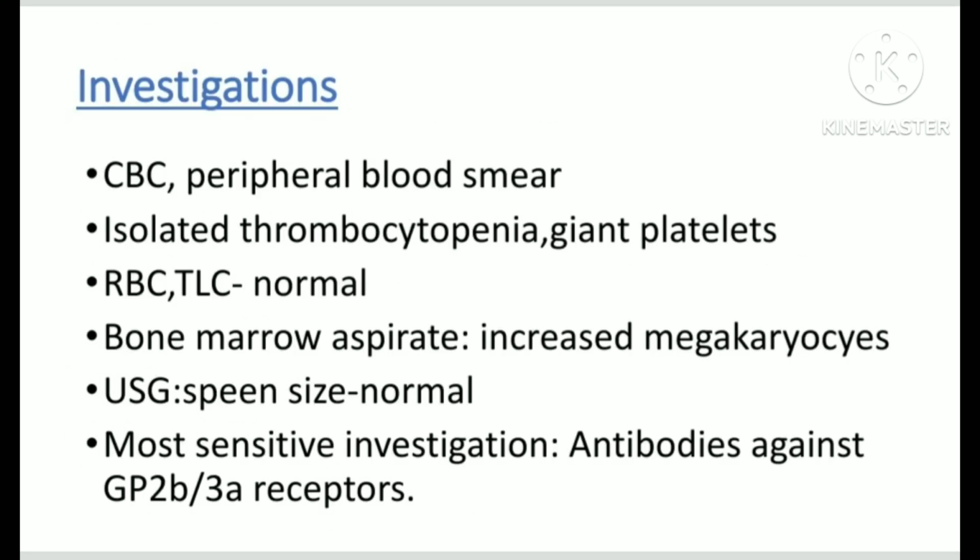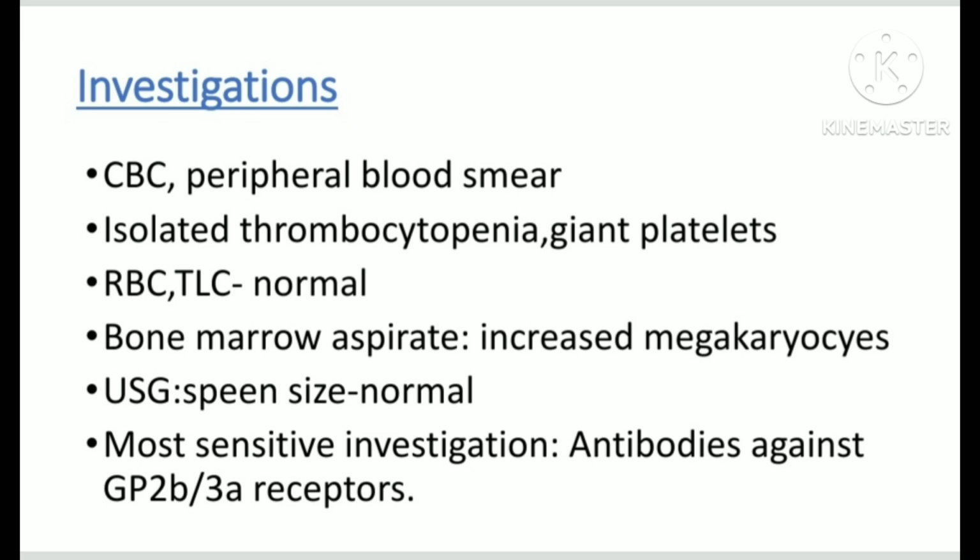Now see what are the findings in the investigations. We have to do CBC and peripheral blood smear. What you can see is isolated thrombocytopenia and giant platelets. Isolated thrombocytopenia, as I said, means only the platelets will be decreased, whereas the RBC and the total leukocyte count will be normal. In bone marrow aspirate, you can see increased megakaryocytes. In USG, as I said, though it's an extravascular hemolysis, the spleen size will be normal.